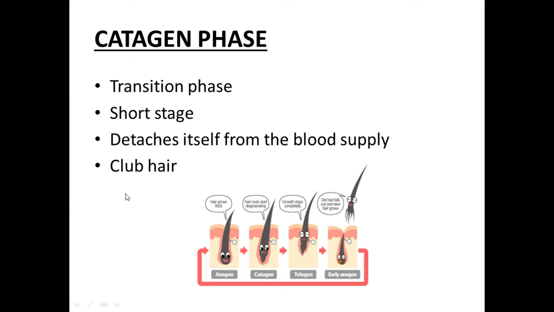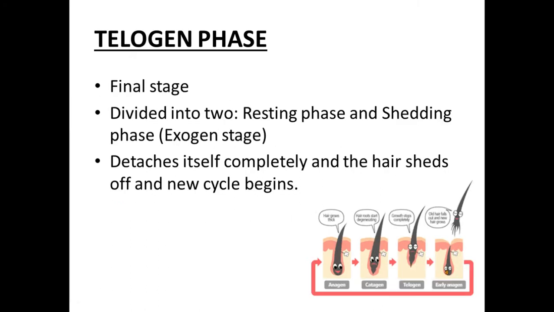Now coming to the next phase, which is the telogen phase. This is the last or final stage of the hair. This stage is divided into two sub phases, that are the resting phase and the shedding phase. In the resting phase, the hair is doing nothing but just resting. After the resting phase comes the shedding phase. In this shedding phase, the hair detaches itself completely.